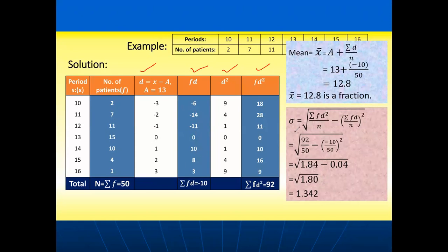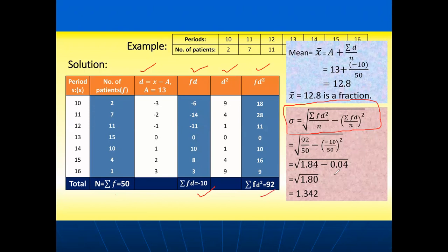So in order to calculate standard deviation, I have to use this particular formula. So these are the values I have to substitute. So sigma FD square, sigma FD. So these values I require here. So here I am getting sigma FD as minus 10, and sigma FD square as 92.